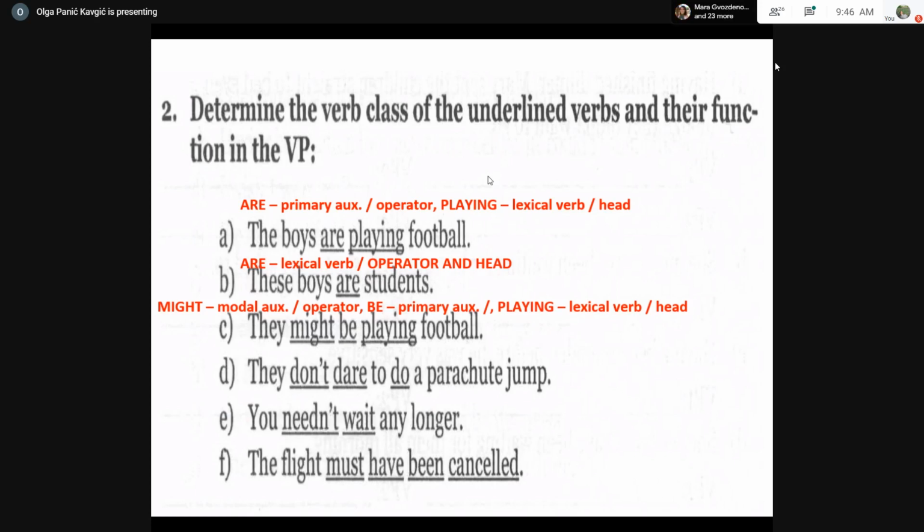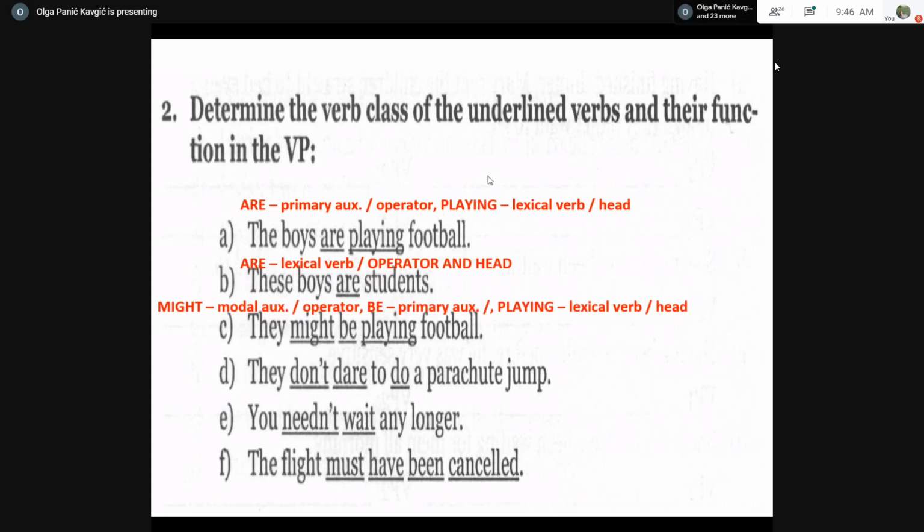They don't dare what? To do a parachute jump. The whole remaining part is the direct object, you see? And this direct object is actually one clause. It contains a VP, to do. So it proves that to do is separate from don't dare. It's not within one structure. It's not within one unit. Okay, so don't dare. Let's look at this first VP.